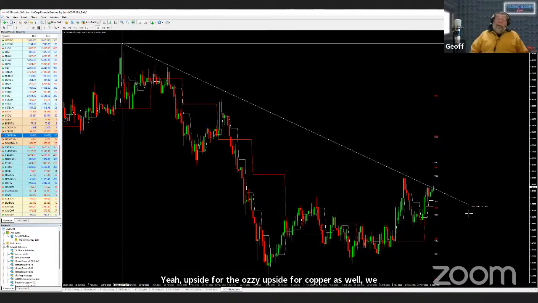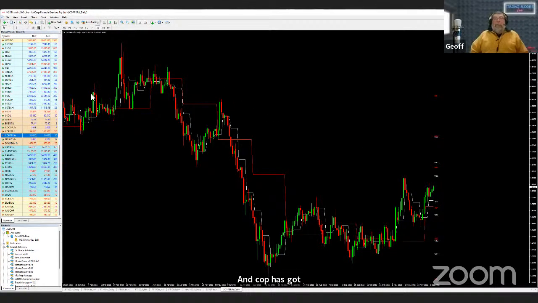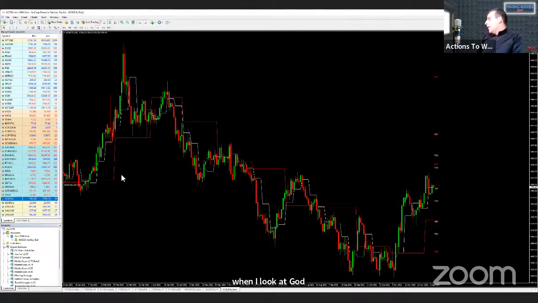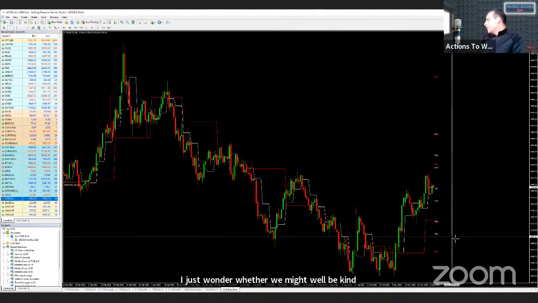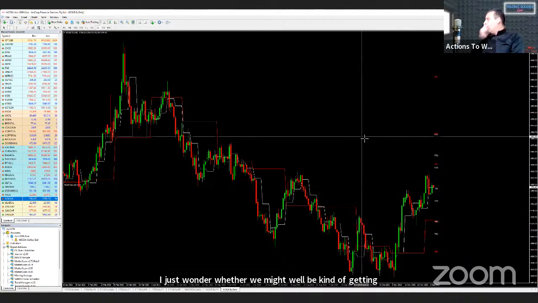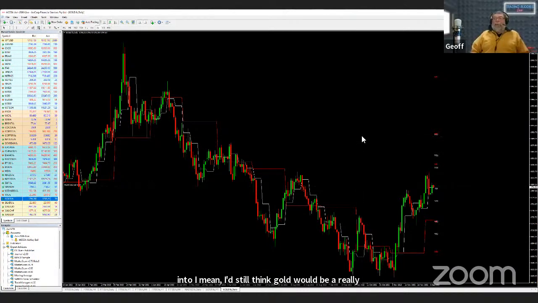But gold's super interesting right now, because I think if 1800 breaks, then, hesitating to say that W word, I'm potentially wrong for the short term. Yeah, do you know, mate, when I look at gold, I just wonder whether we might be getting into it. I'd still think gold would be a really interesting long if it came down here. Well, that's what I'm trying to play. Yeah.